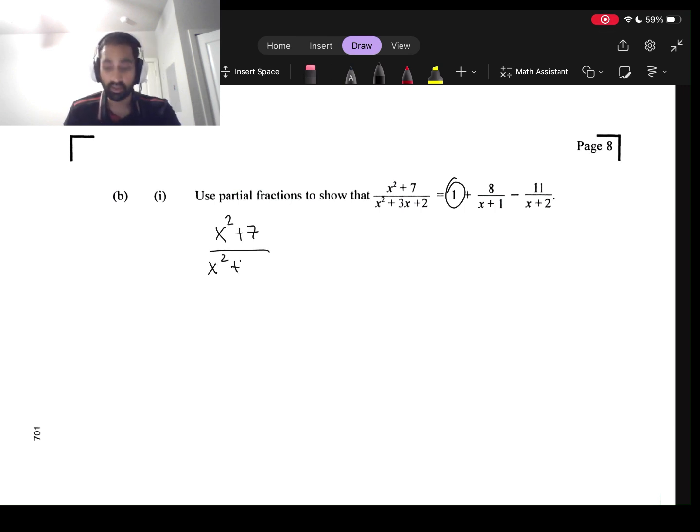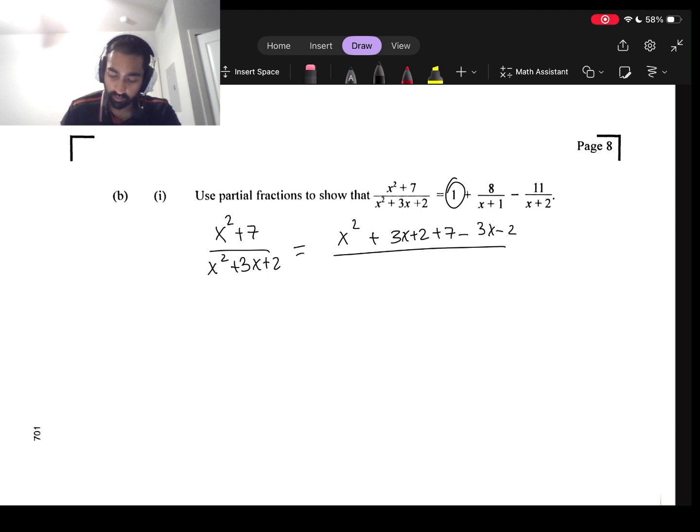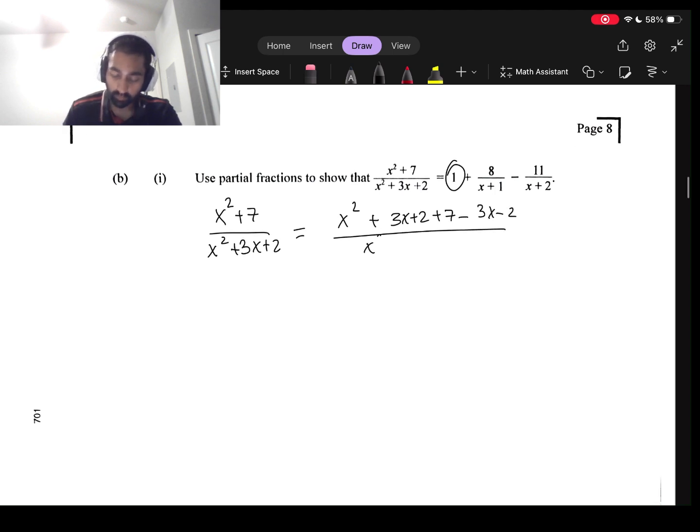And I want to remove the x squared from the numerator. So what I'm going to do is add and subtract this: x squared plus 3x plus 2, and then plus 7, and then minus 3x minus 2, all over x squared plus 3x plus 2. Now I'm going to split up the fraction, so it'll be x squared plus 3x plus 2 over x squared plus 3x plus 2, and then plus 7 minus 2 is 5, so 5 minus 3x over x squared plus 3x plus 2.